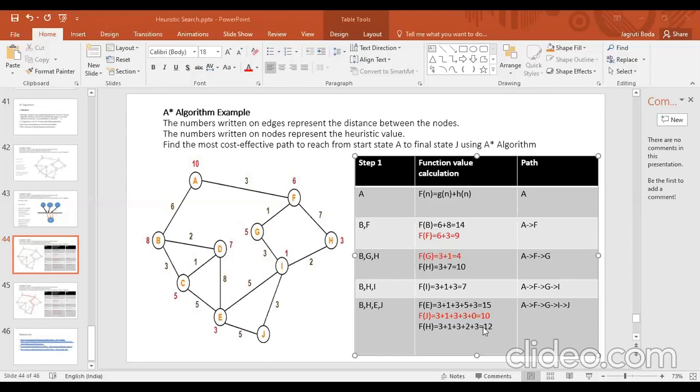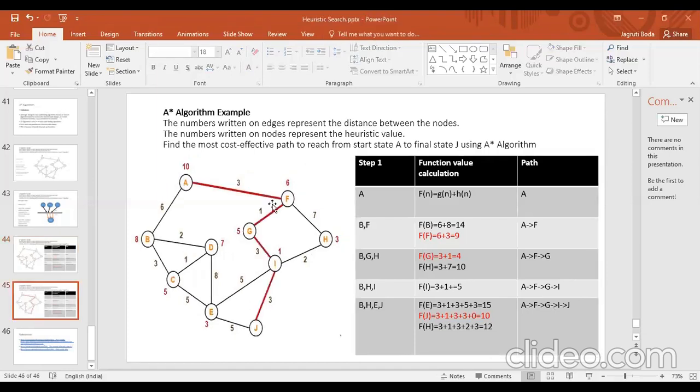So which has the minimum value? J has the minimum value, that is 10. So J is also our goal state. So we finish our loop and we reach our final state. What is the path? That is A, F, G, I and J. Okay, here the last row contains the path, that is A, F, G, I and J. Clear? Otherwise once again I repeat.